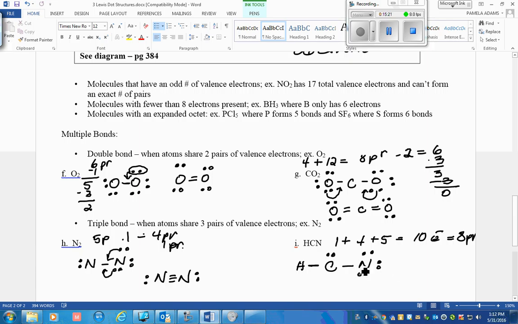Oops, got carried away. There we go. That would be 5 pair altogether. Wow, 10 divided by 2 is 5 today. I'm going to make these nitrogens share, and my complete Lewis dot diagram looks like that.